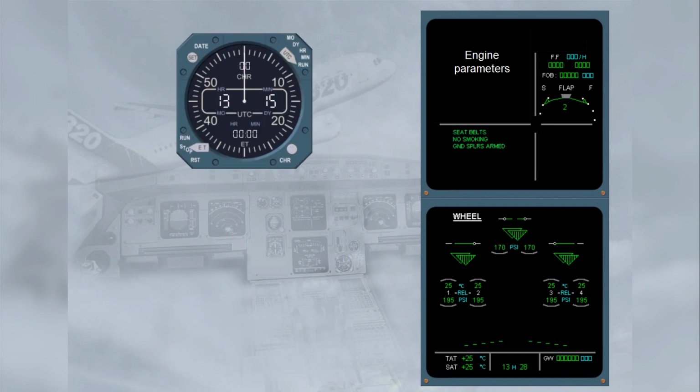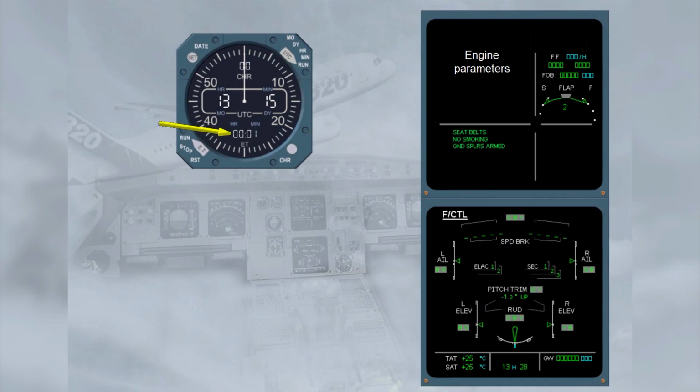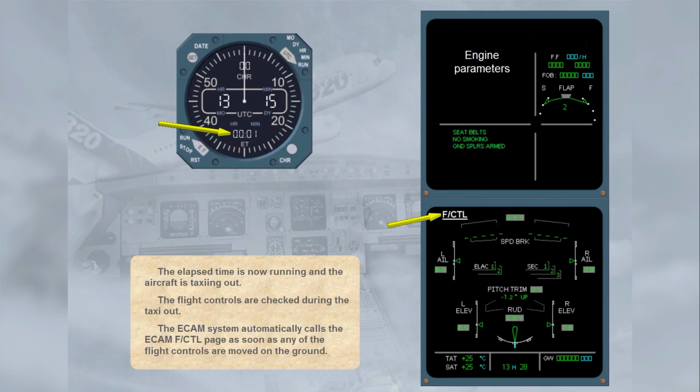The brakes are released, which clears the park brake memo, and the clock elapsed time is set to run. The elapsed time is now running, and the aircraft is taxiing out. The flight controls are checked during the taxi out. The ECAM system automatically calls the ECAM flight control page as soon as any of the flight controls are moved on the ground.